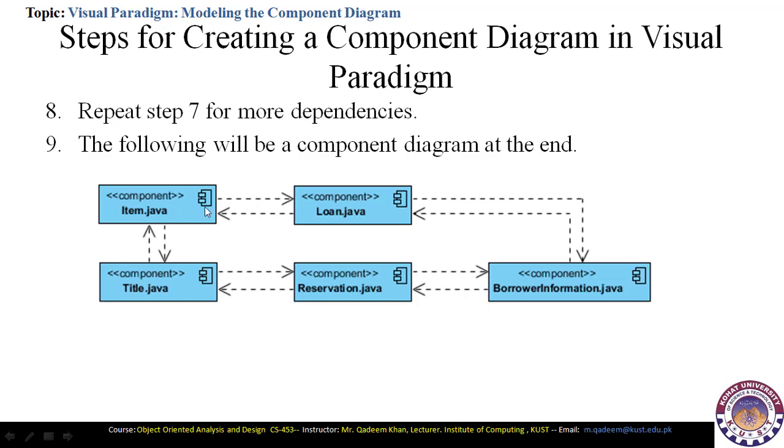So we will repeat all these steps until we get this diagram. Repeat step 7 for more dependencies, meaning that we will create multiple dependencies here, and following will be the component diagram at the end of all these steps. For example, item.java, loan.java, title.java, reservation.java, and borrow information.java. These will be the component diagram that we have created here.